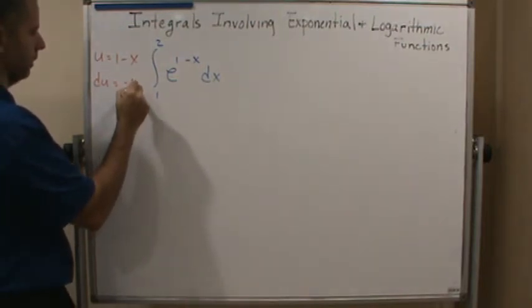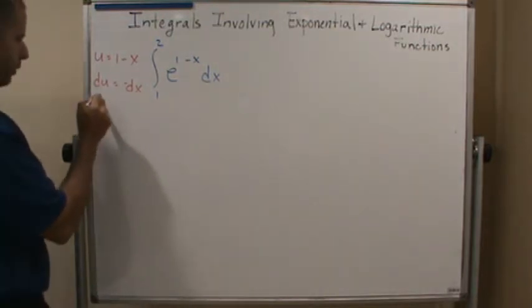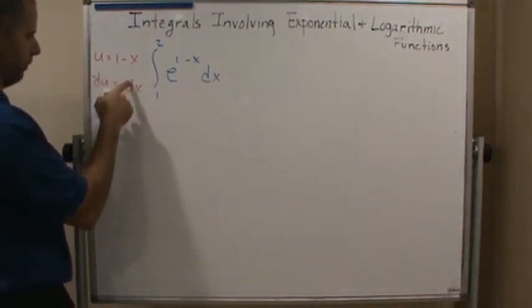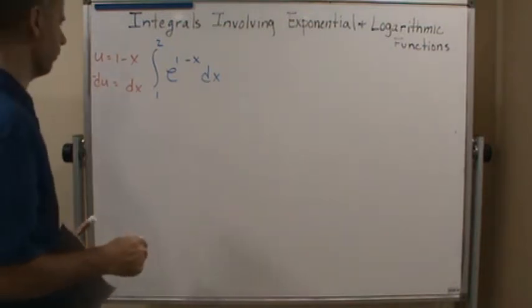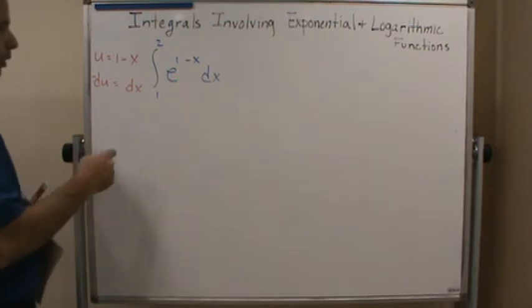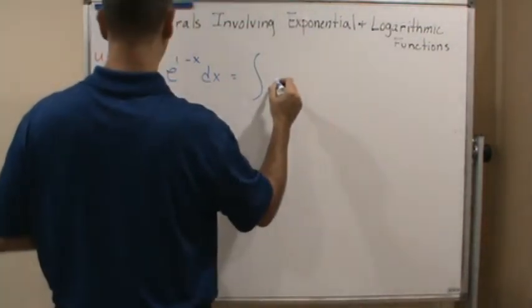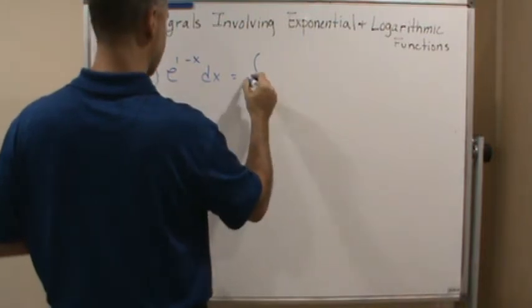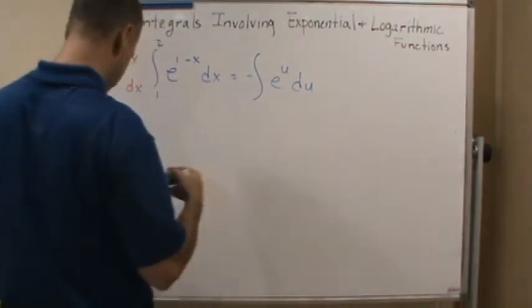Negative dx. So in other words, we'll just multiply by negative 1 on both sides. And now we're going to say dx is equal to negative du. And so now if we do our substitution, we're going to get what? Negative e to the u du.